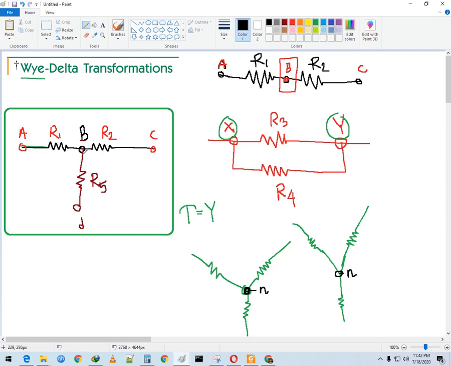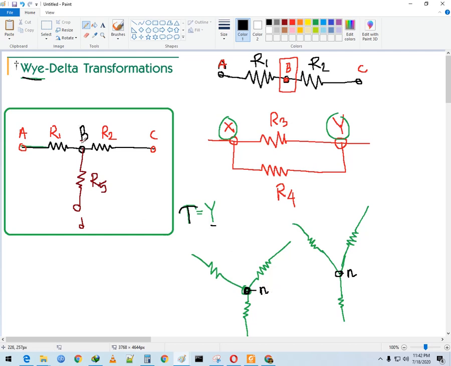Every Y circuit or T circuit, I personally refer to it as Y, and in our book they also refer to it as Y instead of T, but you should also know that T is the same as Y. So Y or T, whatever you call it, should have a common node that is shared between all the three elements. Those are known as N, or the neutral point.